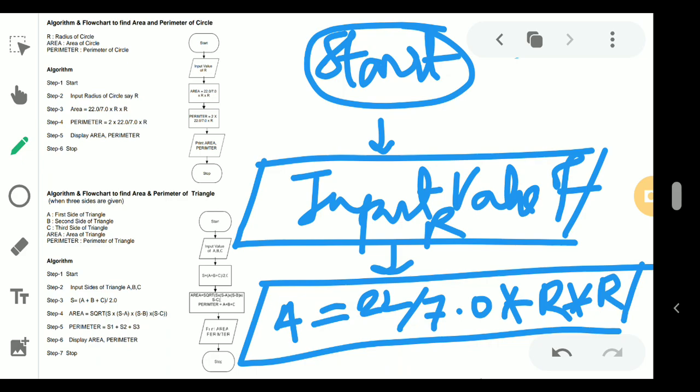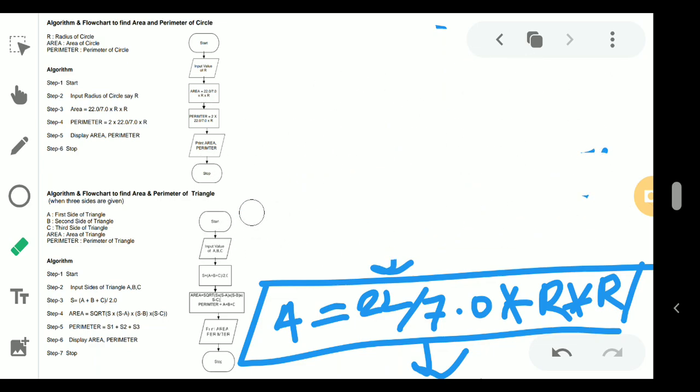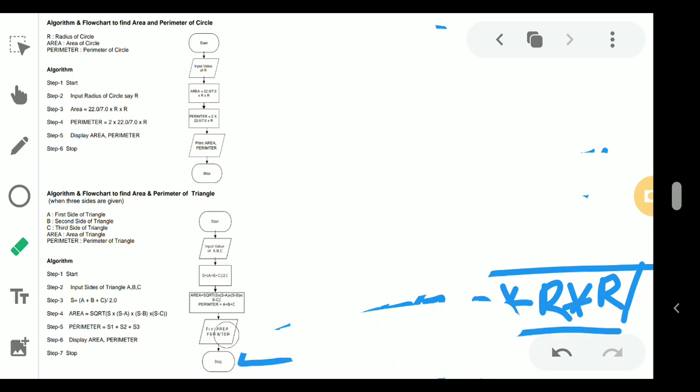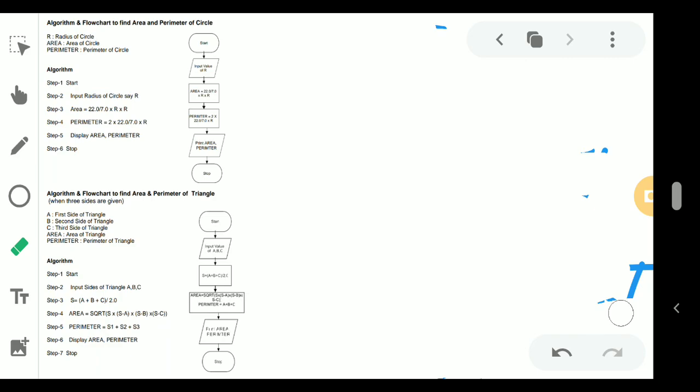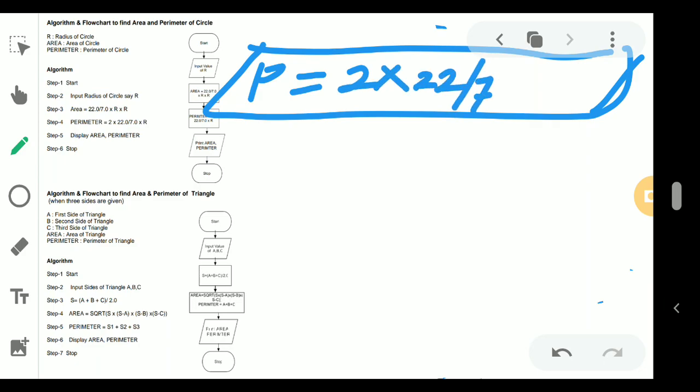Then I have to calculate the perimeter. Next there is a data flow sign. Next is the perimeter. I am declaring P equals 2 into pi, pi meaning 22 by 7.0, into R. It is done. So we have calculated the perimeter and we have calculated the area. Then we will print.